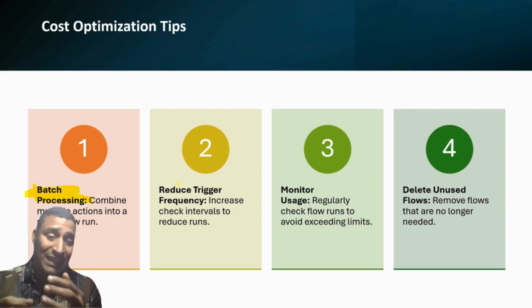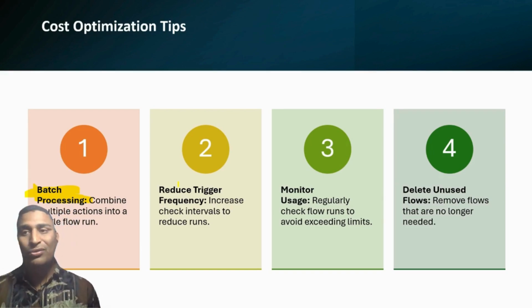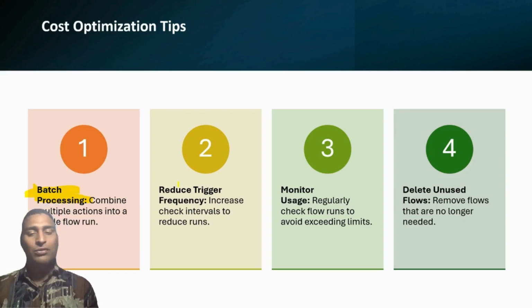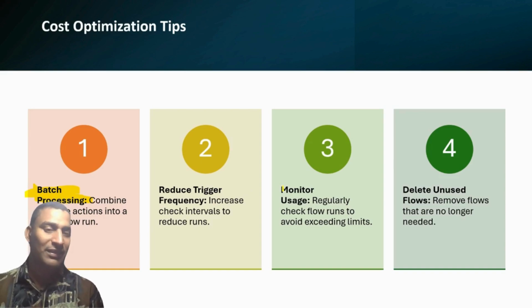These are things the engineering, design and architect team need to take the initiative to introduce. Nowadays we are blindly creating flows and using them, and at the end of the day the organization needs to pay more, which is costly. So you need to monitor the usage. This is the third one.